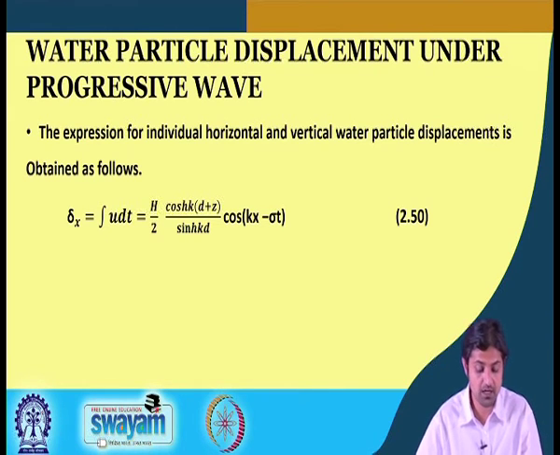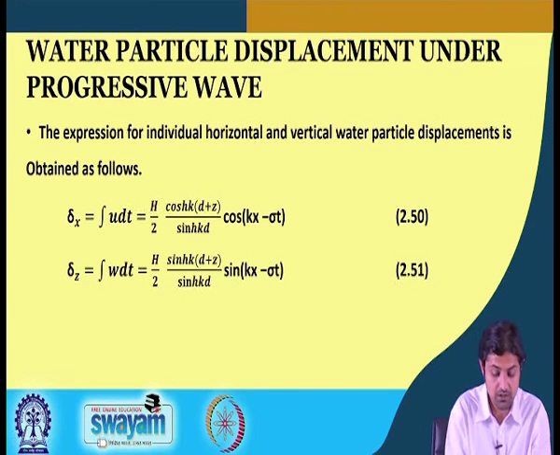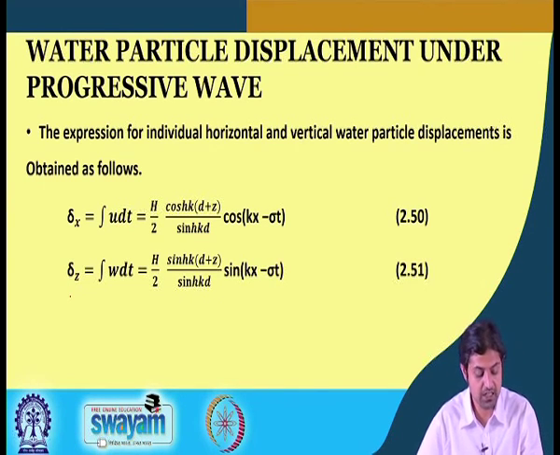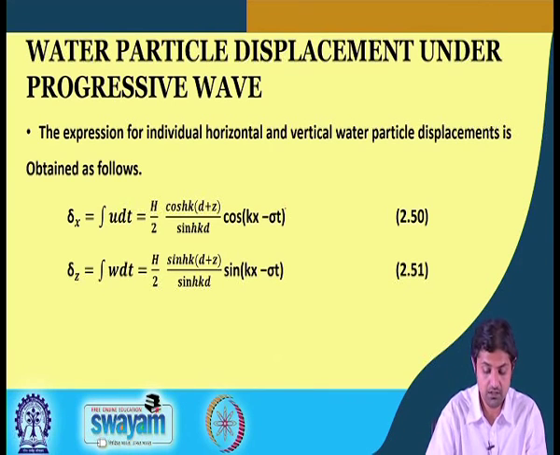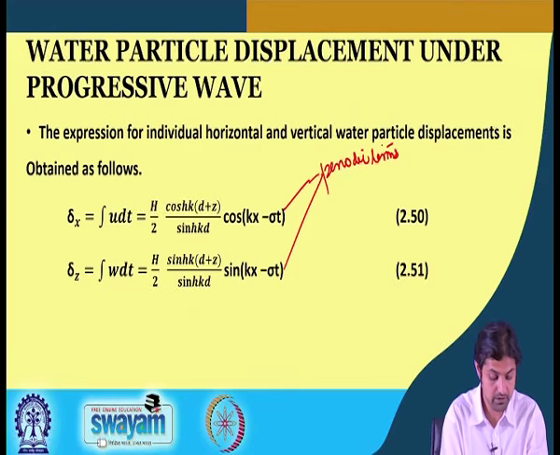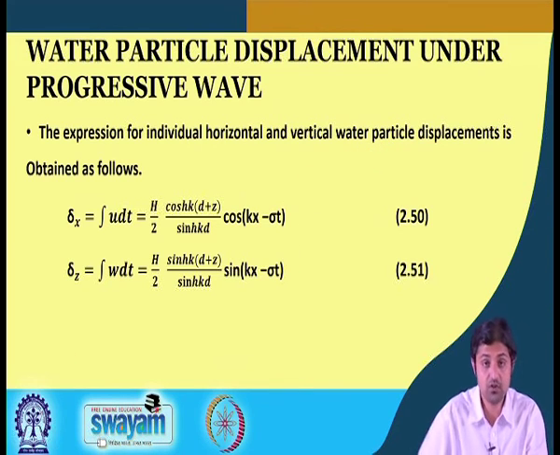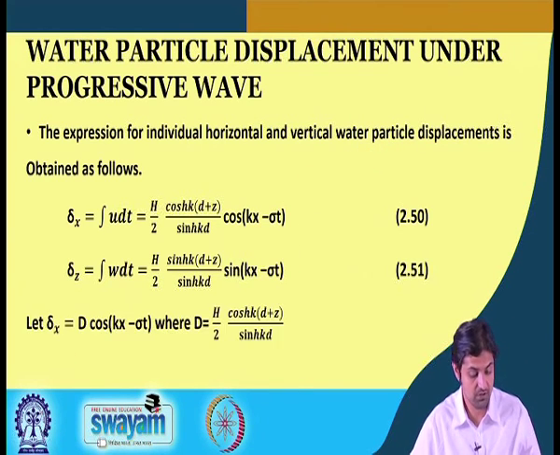So, the final result comes out to be delta x equals h by 2 cos h k d plus z divided by sin h k d into cos k x minus sigma t. Similarly, the vertical displacement delta z is given by h by 2 sin h k d plus z divided by sin h k d into sin k x minus sigma t. These are the periodic terms. Okay. So, once you derive the velocity potential, everything can be found out.